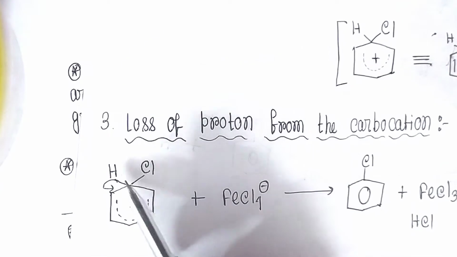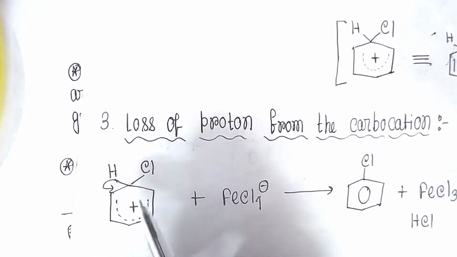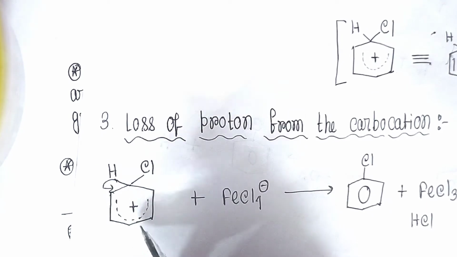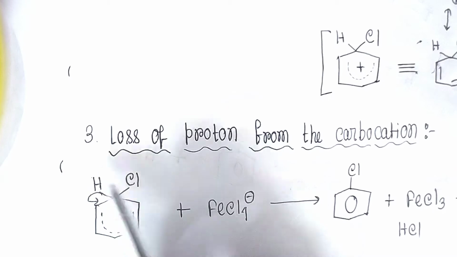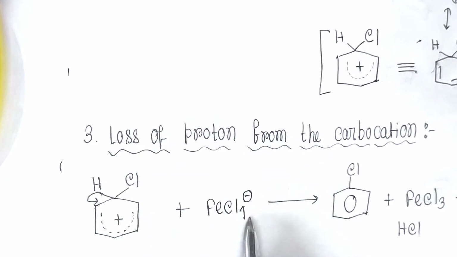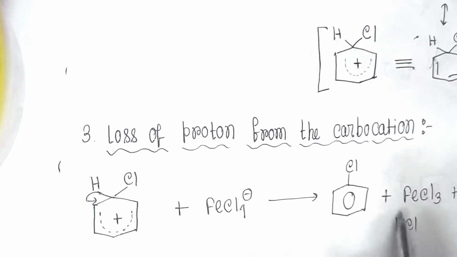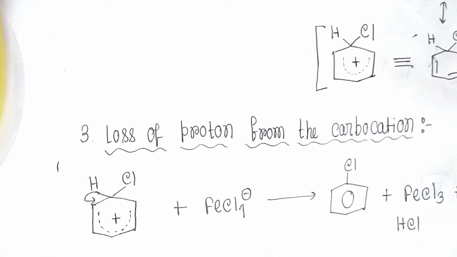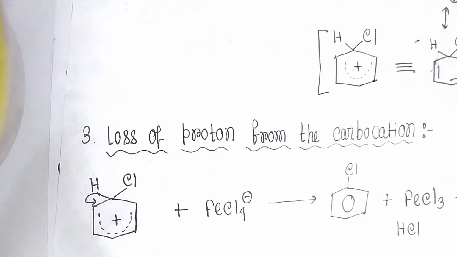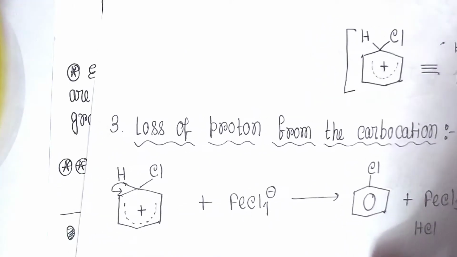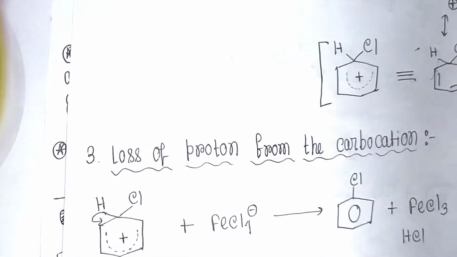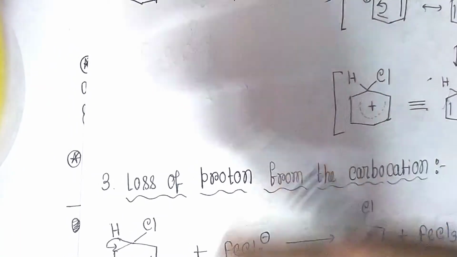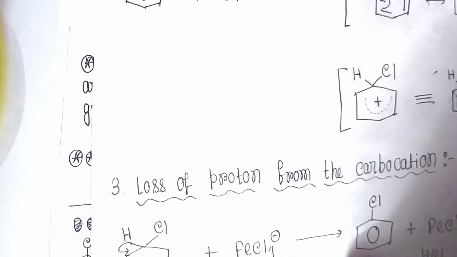For that, it releases this proton. This bond breaks and the proton gets released. Now this proton takes one Cl minus from here to give HCl, FeCl3 and chlorobenzene. This is the general mechanism for any type of electrophilic reaction as well.